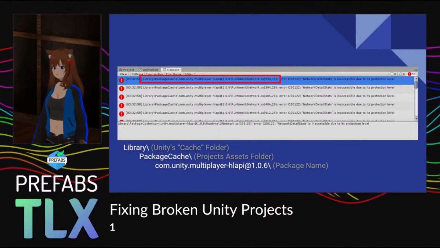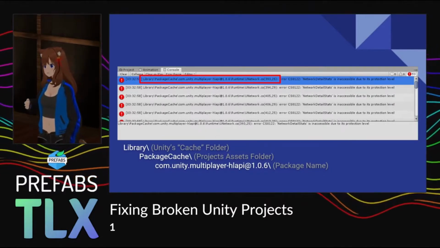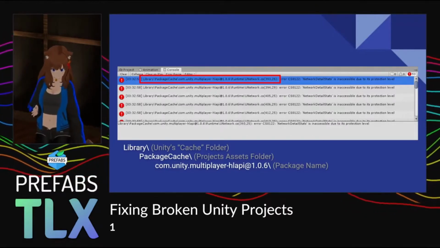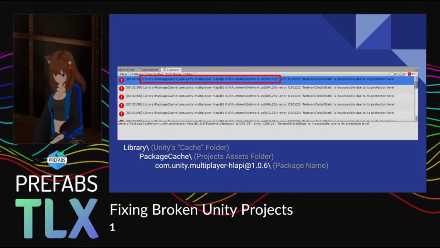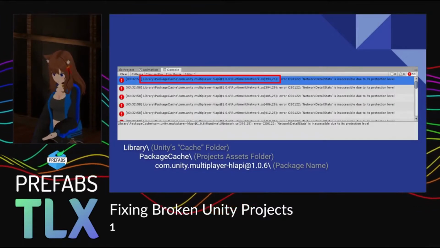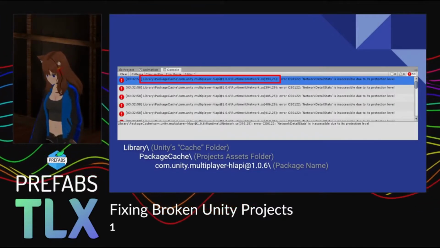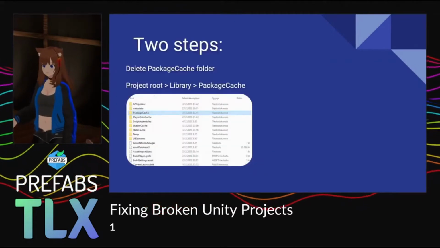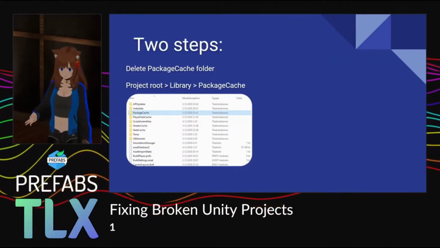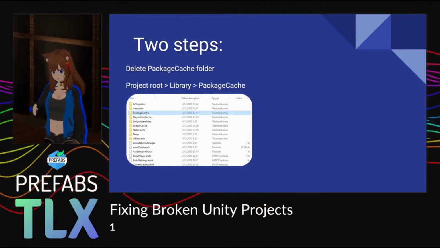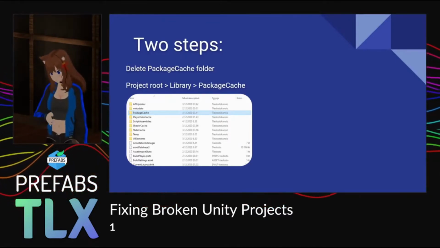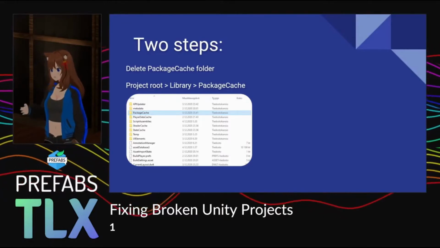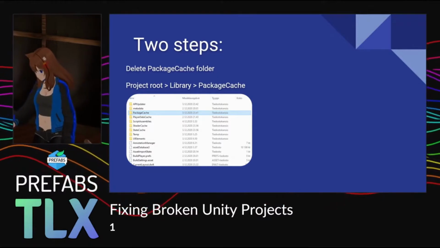Like for example, the package cache, that's where all packages imported from the package manager live. And we see that it's a package named Unity Multiplayer HLAPI. So to fix these kind of issues, usually you just need 2 steps. You delete the package cache folder by navigating through Windows Explorer, project root, library, package cache, and just delete it, preferably when Unity is closed.